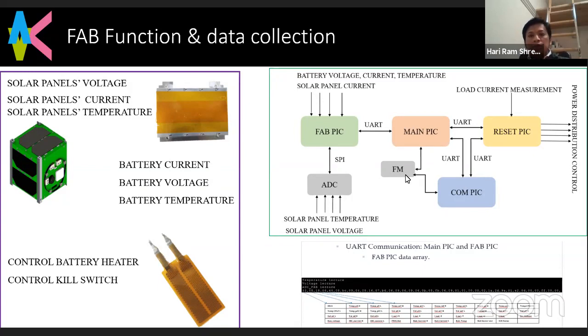So the solar panel temperature as well as the solar panel voltage should go to the ADC, and the hardware communication should be through the SPI. So battery voltage, current, and temperature go directly to the FAB PIC and to the main PIC every 90 seconds. And finally it is sent from the main PIC to the communication with the ground station.